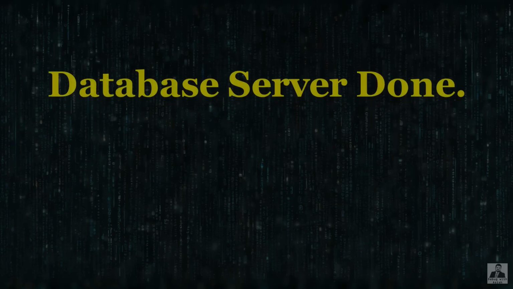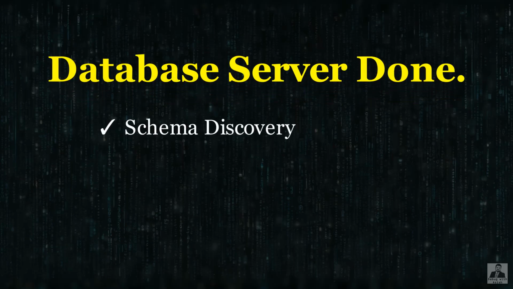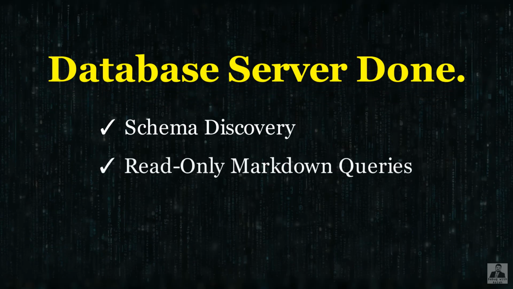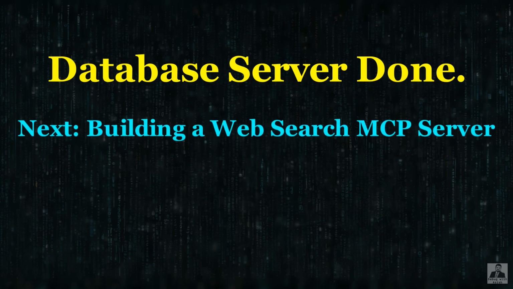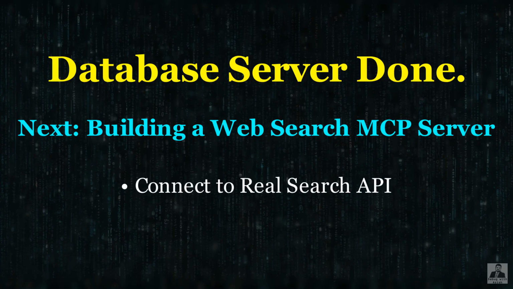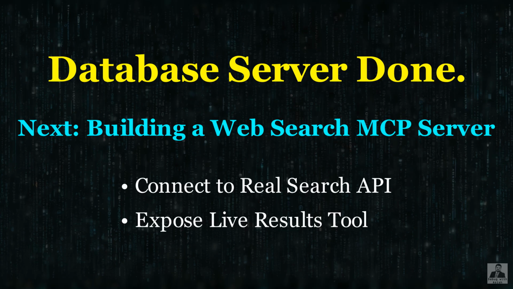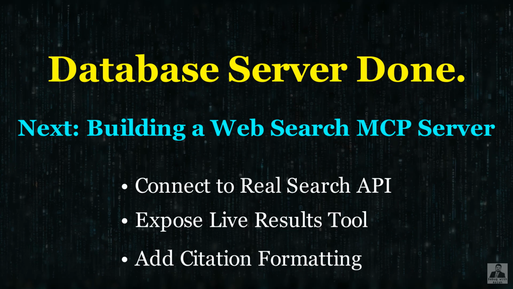You now have a database server with schema discovery, read-only query execution with markdown table output, and a 2-step confirmation pattern for write operations. In the next episode, we build a web search server. We connect to a real search API, expose a tool that returns live results, and add citation formatting so the model can reference its sources.